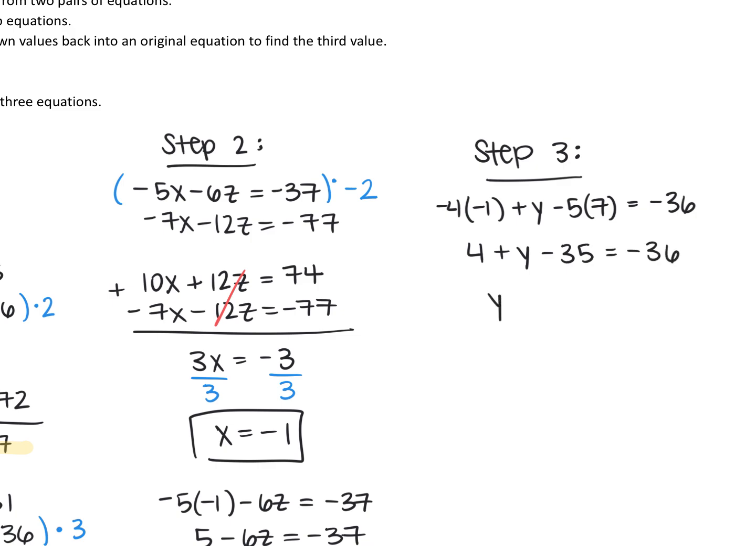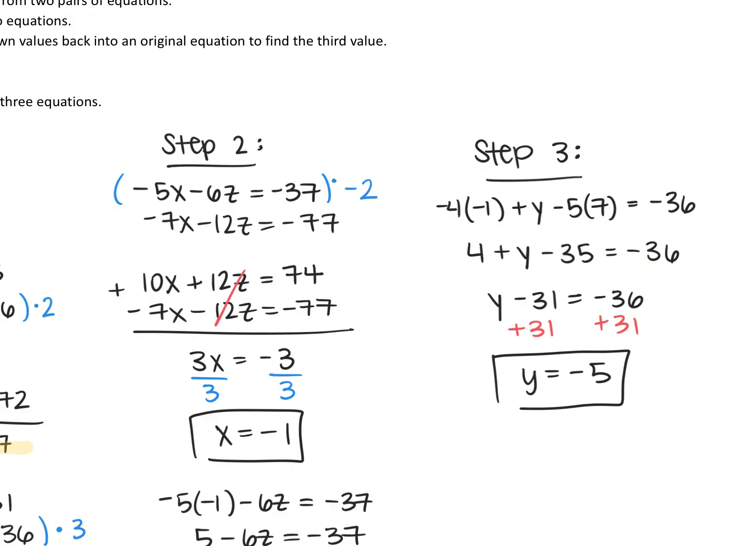Combine like terms, we get y minus 31 equals negative 36. Add 31 to both sides, and we get that y equals negative 5.